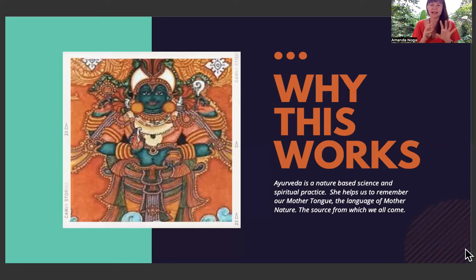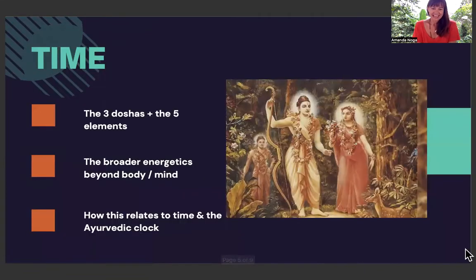We can't have a long life and be healthy all the way through it if we're not living in ways that are sustainable day to day. So let's dive in. We have 5 elements, 3 doshas. Let's just touch base. Again, I'm super aware of the time, because there's a lot to cover.